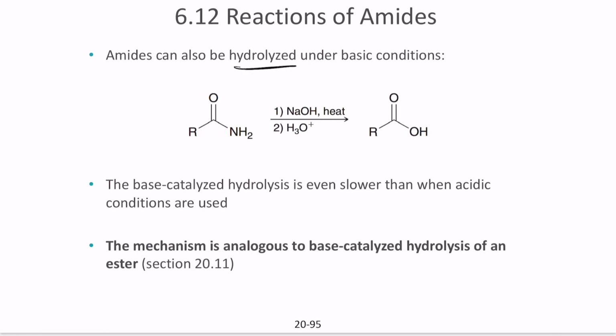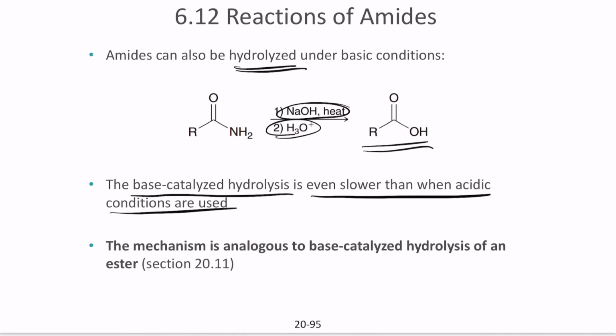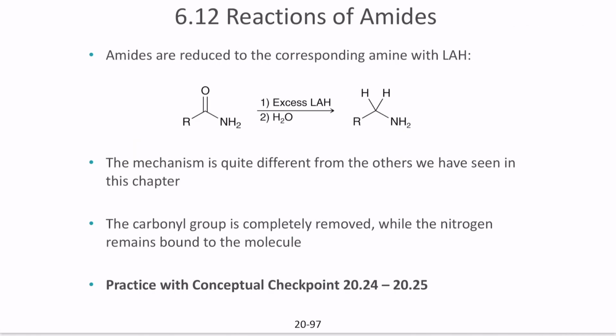Amides can also be hydrolyzed under basic conditions when you add NaOH, and in the presence of H3O+ finally, it also creates the same product. The base catalyzed hydrolysis is even slower than acidic hydrolysis, so this will not occur as well. Amides can also be reduced when you use LAH. LAH basically converts an amide into an amine.